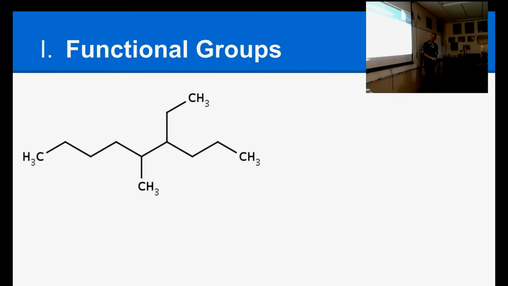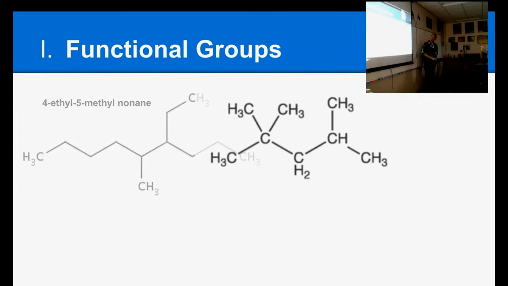Okay? Nonane because the main chain has 9 carbons. Ane because it's all single bonds. 4-ethyl because on the 4th carbon there's 2 more carbons hanging off. 5-methyl because on the 5th carbon there's 1 more carbon hanging off. 4-ethyl, 5-methyl, nonane. Okay? That's what that is.